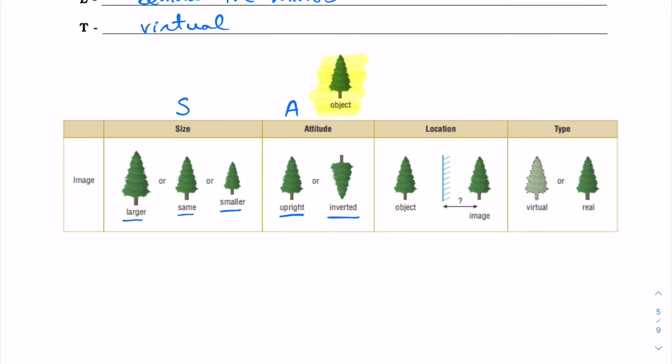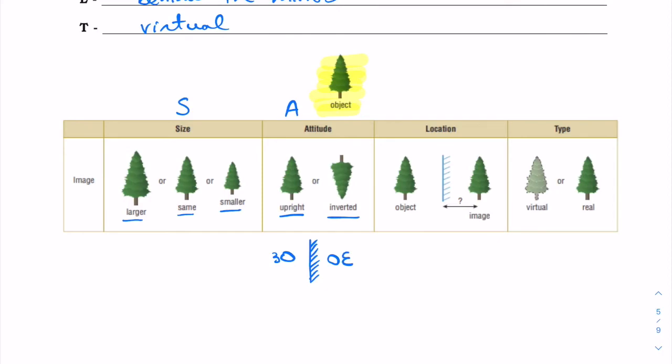Okay, so as an example, let's say we have the number 30 in front of a plane mirror. Although the number 30 will be upright, it's laterally inverted, meaning the numbers are backwards and in reverse order. So we'll start with the 0 first, and then the 3, but the 3 will be backwards, something like this.